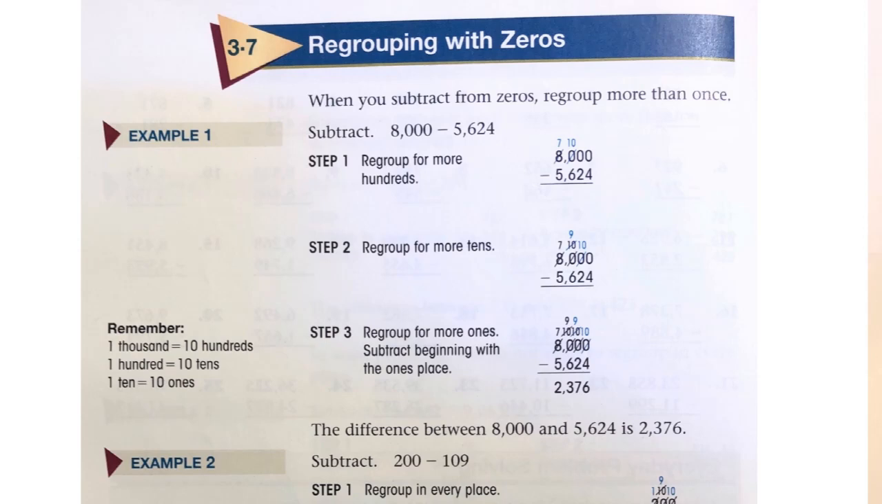Basic Math, Chapter 3, Section 7. Regrouping with zeros. When you subtract from zeros, regroup more than once. So let's see what we mean with example 1.